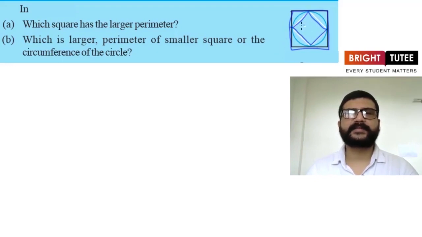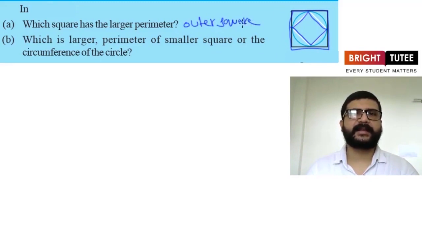So out of these two squares, what we can see, the larger square will have a larger perimeter. So it means we can say the outer square is having the larger perimeter.